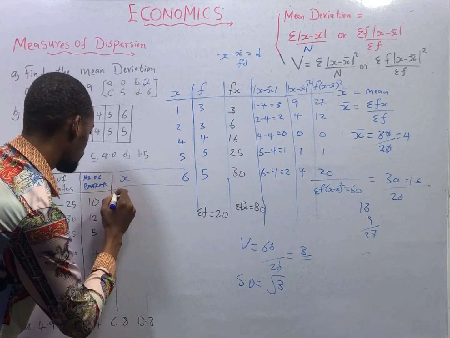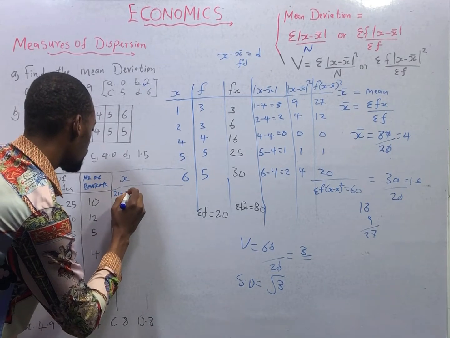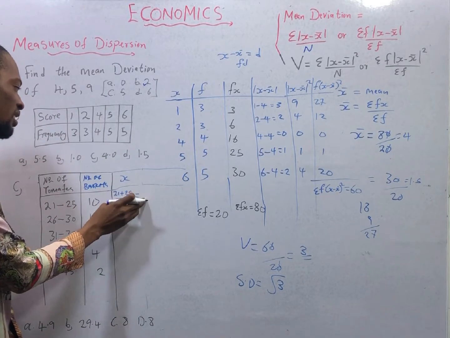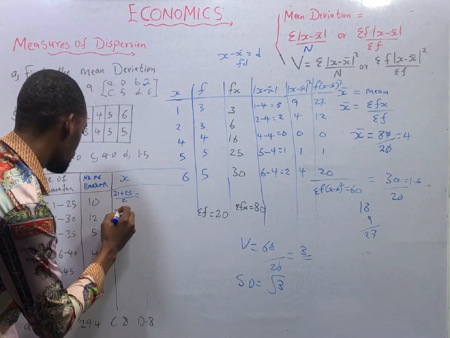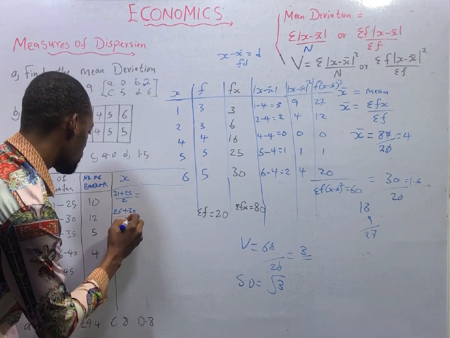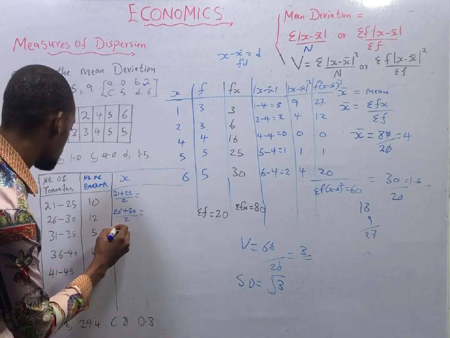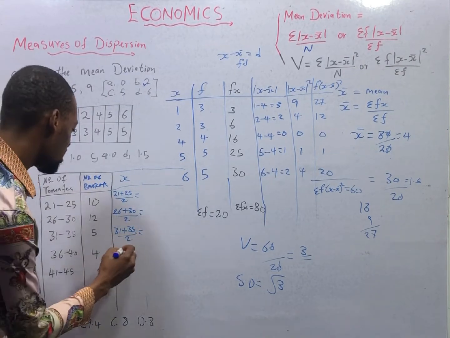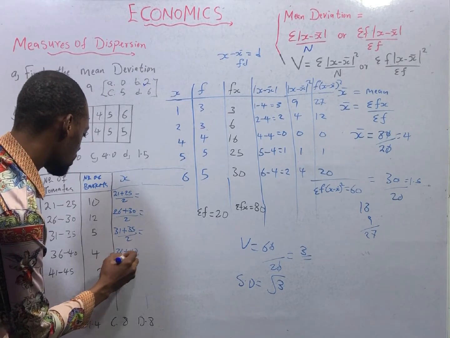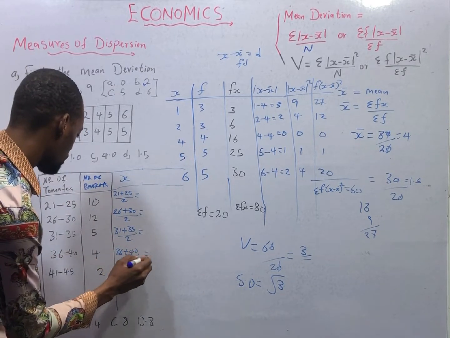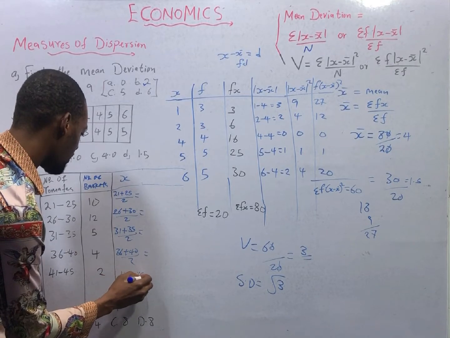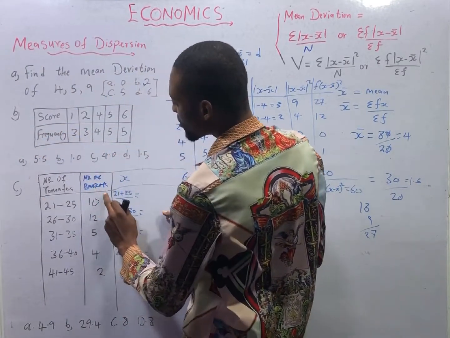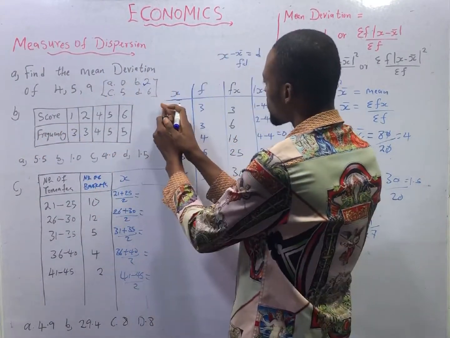plus 25 over 2, that is 21 plus 25, your answer divided by 2. That is the value of S. 26 plus 30 divided by 2 is the value of your next S. 31 plus 35 divided by 2 is the value of your next S. 36 plus 40 over 2, the average, and 41 plus 45 divided by 2. So every answer you get here is your value of S. And here, each of the values is your F. You have S, you have F.